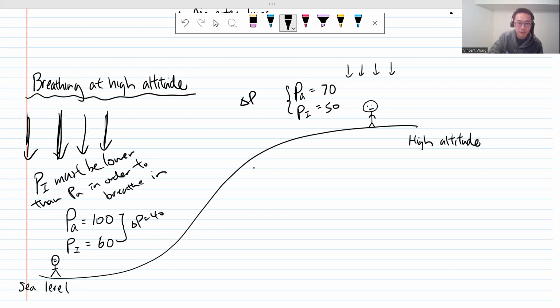And the difference here, triangle means difference, okay? Delta. This is only 20. So you are not able to drop the pressure significantly. You're not going to be able to make a significant difference with the surrounding environment, and as a result, it makes it more difficult for you to inhale.